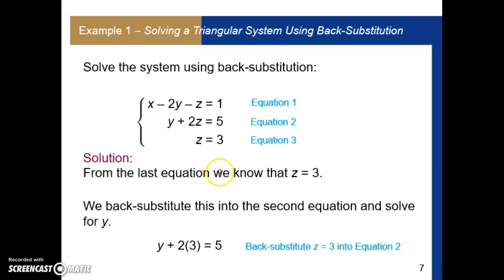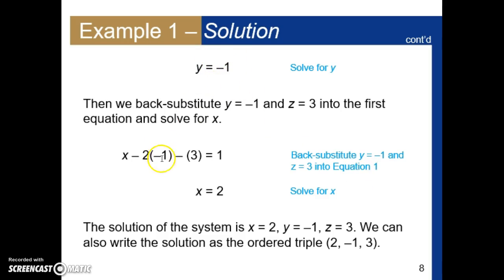First, we will solve one that's already in triangular form, so you can see how easy that is. From the last equation, we know that z equals 3. We take z, substitute it into equation 2, and we find that y equals -1. When we have the value for y and the value for z, we substitute that into the first equation and find the value for x. Now we have a point in 3 dimensions with coordinates 2, -1, and 3. So there are 3 planes in 3-dimensional space that intersect at the point (2, -1, 3).